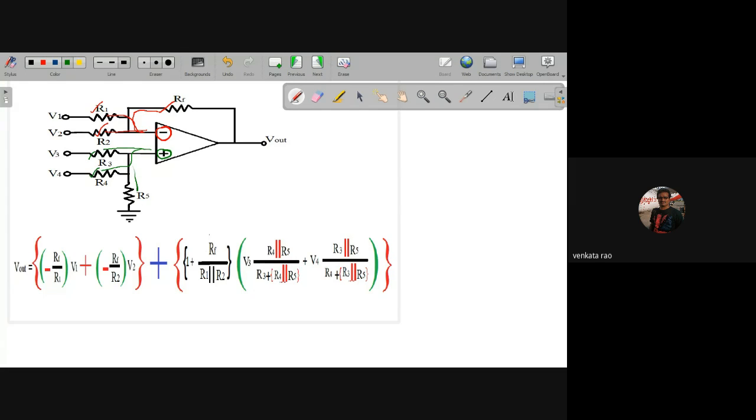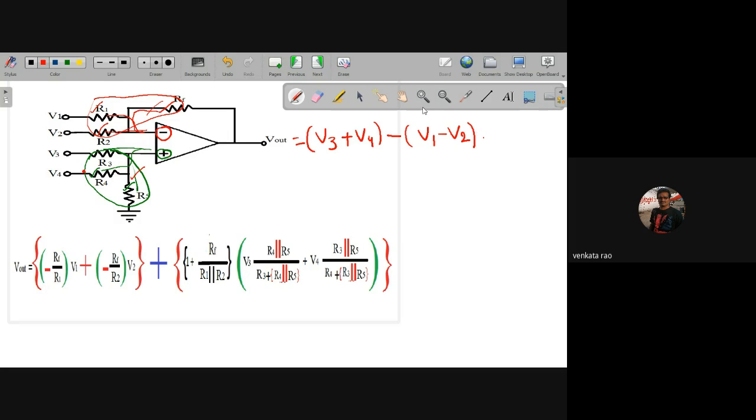R4, R3, R4, R5. If this group of resistors is equal, and similarly this group of resistors is equal, then you can write the output as positive terminal V3 plus V4, minus negative terminal V1 minus V2.